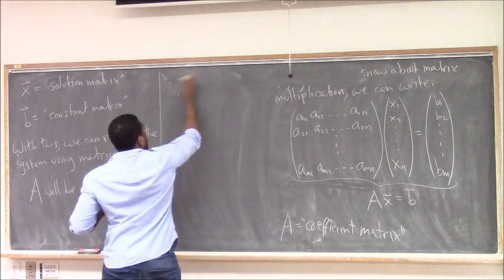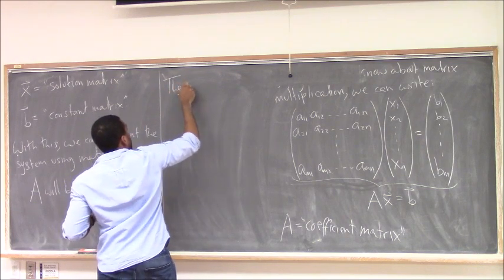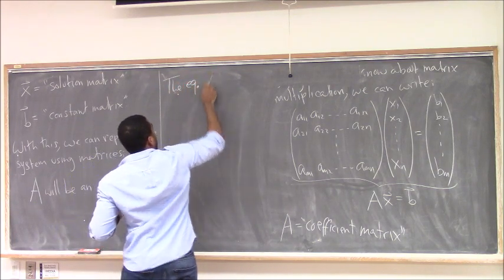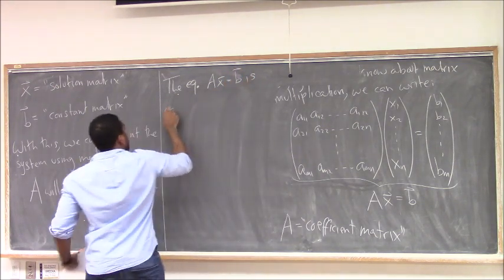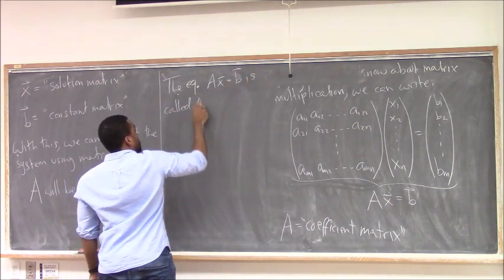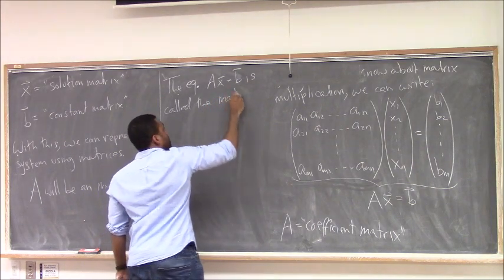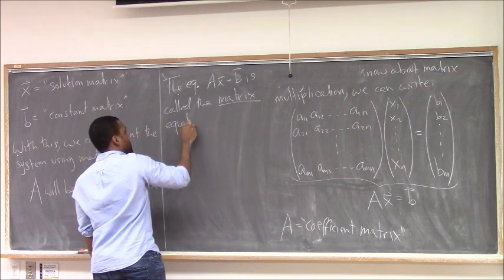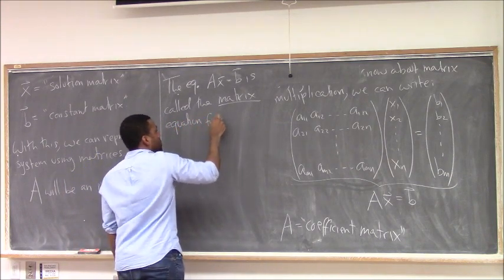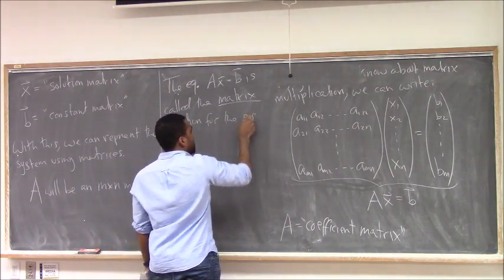I should also tell you what this is called. The equation AX equals B is called the matrix equation for the system.